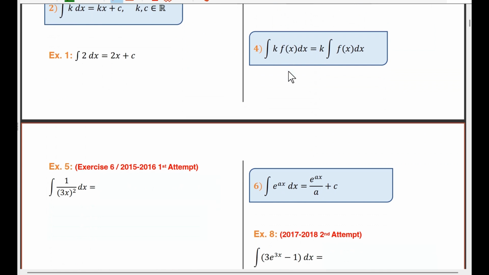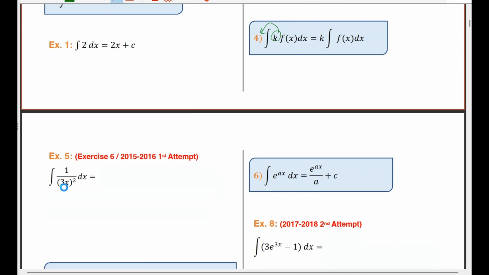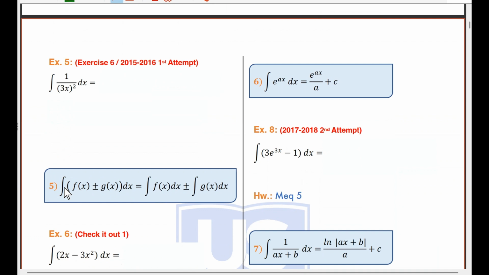Constant multiple property. Like in the derivative, we can take this constant in and out. Okay, we can move this out in front of the integral. Let's take a look at this exercise, an administrative question. We rewrite the question first. It is 1 over 3 squared is 9, x squared is x squared dx. I have a coefficient in front, which is 1 over 9. I can pull this out in front. So let's write this as 1 over 9 integral 1 over x squared dx.